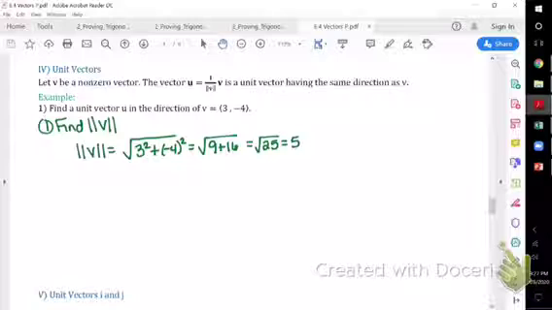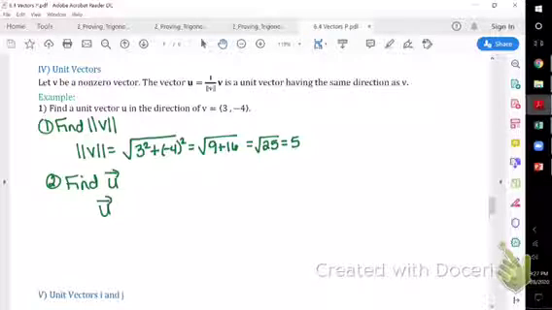Now we don't have to worry about the negative because we're talking about a measurement, okay? So remember, a measurement is not going to be negative. Magnitude is the length of it. Alright, so once we know the magnitude, then we can go ahead and solve. So we're going to find that unit vector.